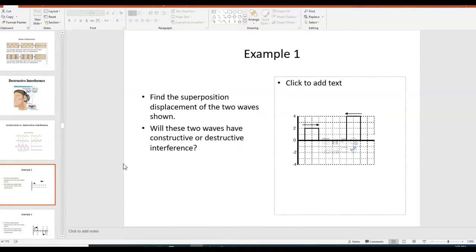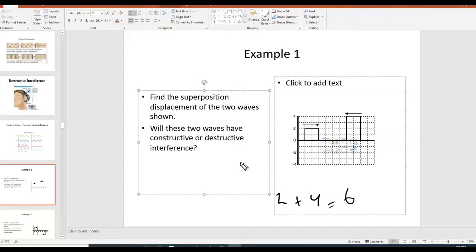Okay, so just to do two really basic examples, example 1 says find the superposition displacement of the two waves shown. Well, we have two wave pulses going towards each other, one with size 2, one with size 4. Superposition says that when they occupy the same space, they're going to add their displacements together. 2 plus 4 is 6. Very, very easy. Now, is this going to be constructive or destructive interference? Well, if they're the same sign, in this case they're both positive, it's going to be constructive interference. Very easy example. Pause it there if you need to look over that.